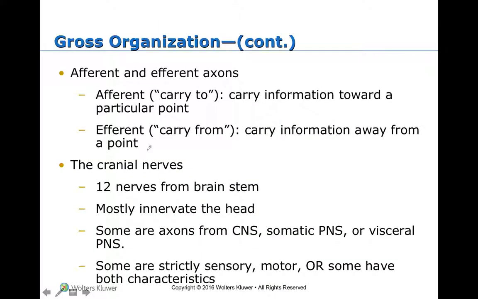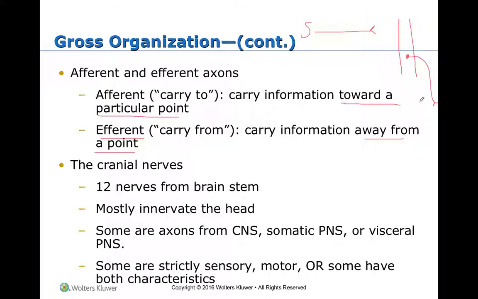So, afferent axons carry information towards a particular point. Efferent carry information away from. And it all deals with perspective. So something can be afferent to something else. But usually, these sensory neurons are afferent fibers. They are bringing information into the central nervous system. So think of A for accept. And efferent fibers carry information away from a point. So these are motor fibers in the spinal cord. These are efferent fibers which will then go out to the periphery to innervate a muscle or a gland.